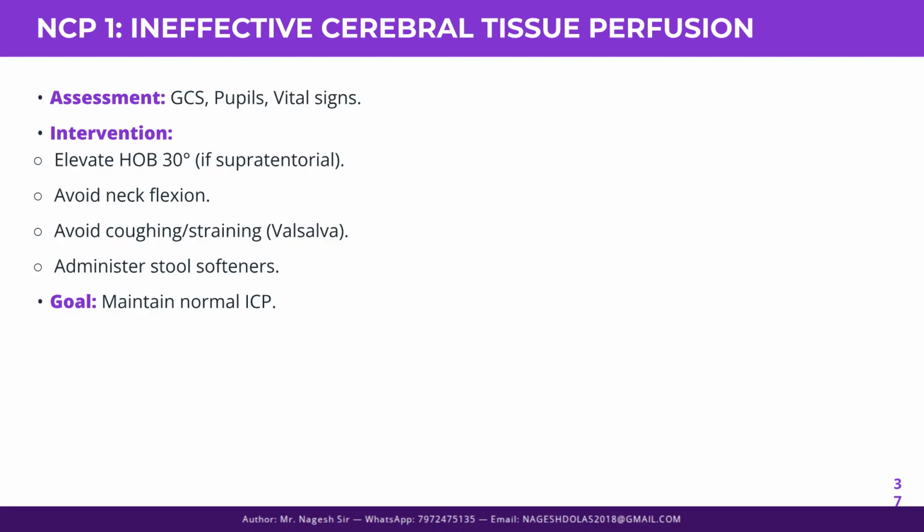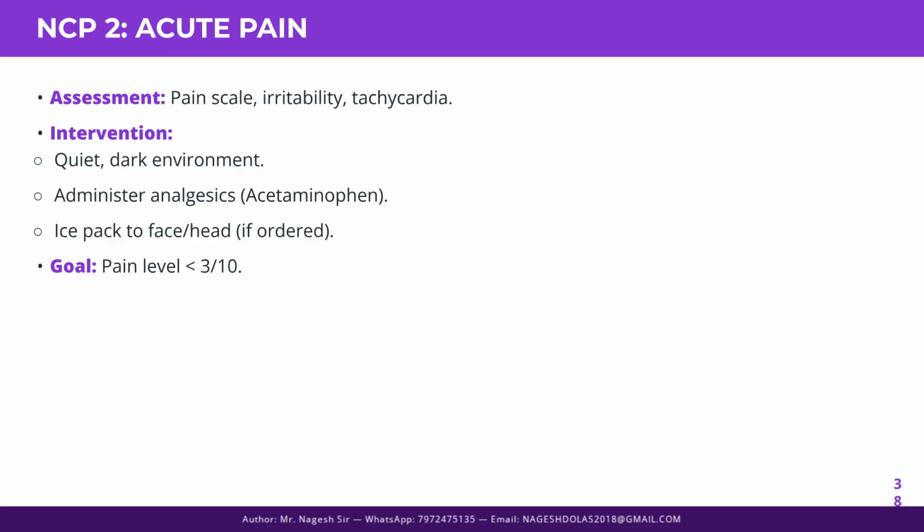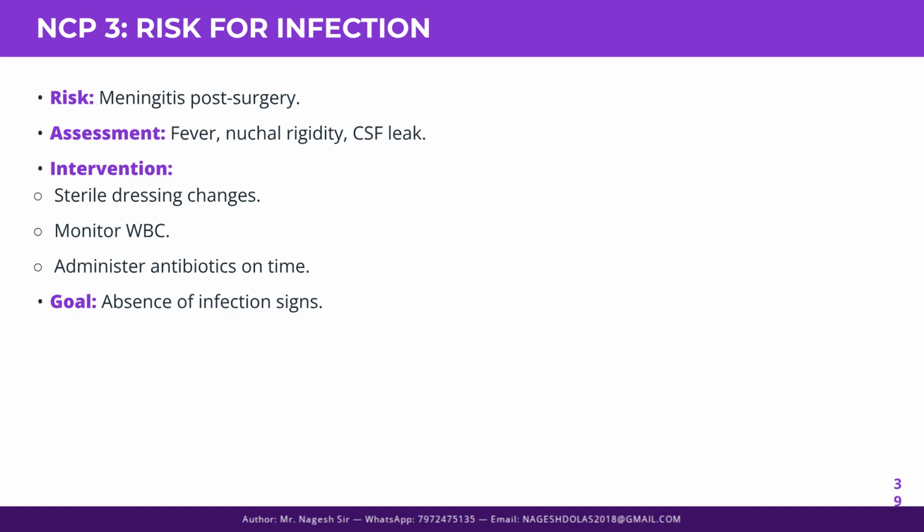Interventions include elevating the HOB 30 degrees for supratentorial tumors, avoiding neck flexion, preventing coughing or straining, and administering stool softeners. The nursing care plan for acute pain aims for a pain level less than 3/10. Interventions include maintaining a quiet, dark environment, administering analgesics like acetaminophen, and applying an ice pack to the face or head if ordered.